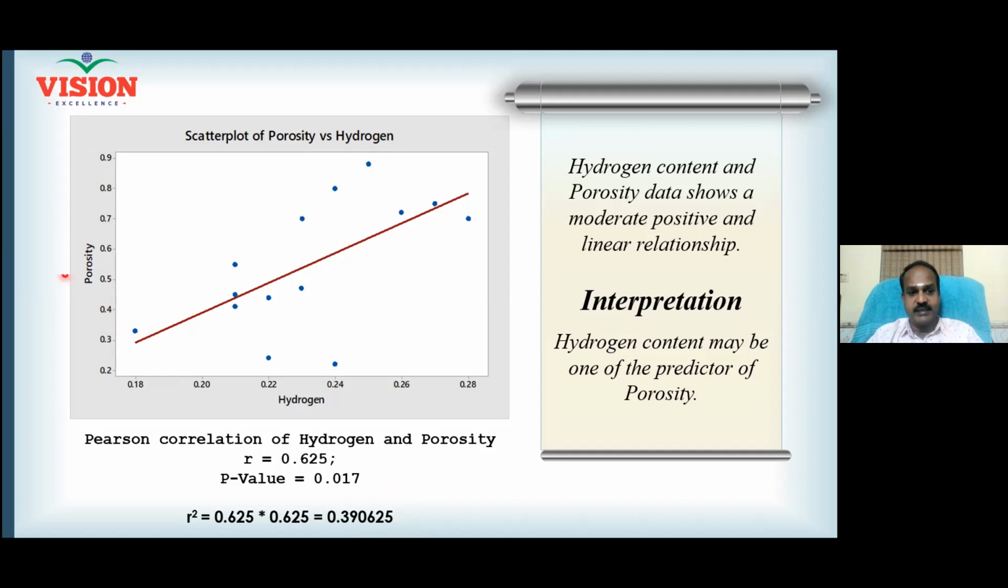39% of the changes observed in the porosity are because of the changes in the hydrogen content. So if you optimize the hydrogen content, 39% of the porosity problem can be solved. But still porosity will be there, isn't it? Even after the project, even if you optimize hydrogen content, porosity will be there. Why? Because the porosity depends on the hydrogen content only to the extent of 39%. Still 61% of why porosity happens is unknown in your study.